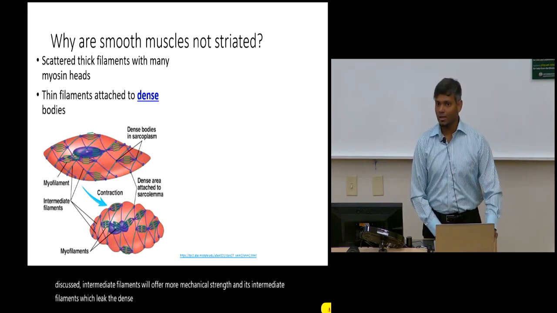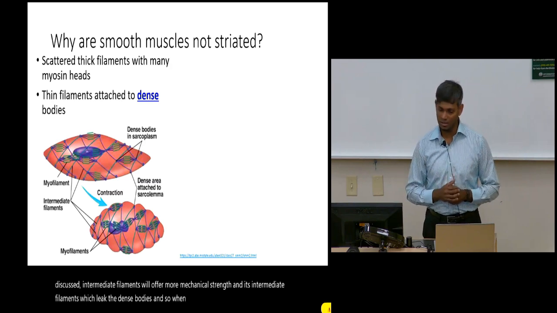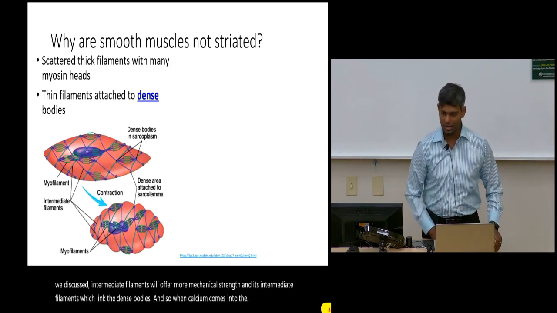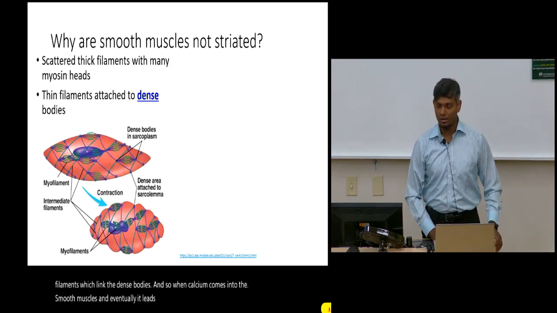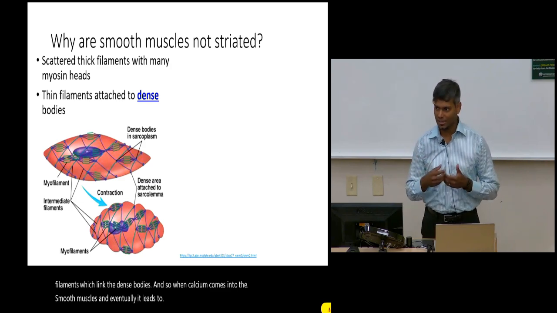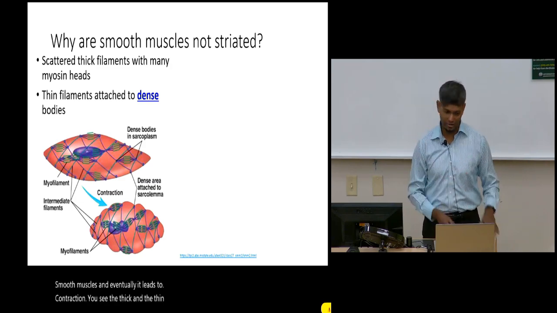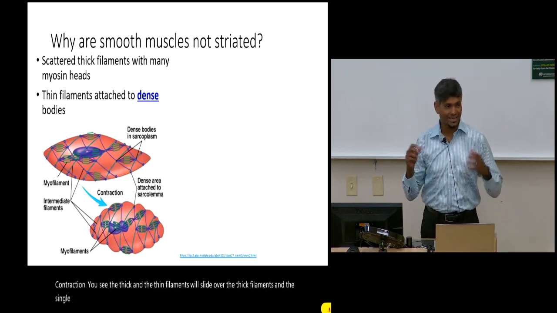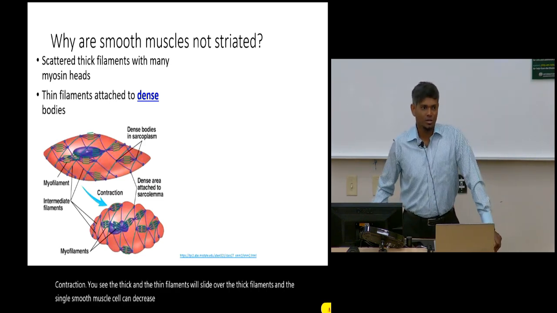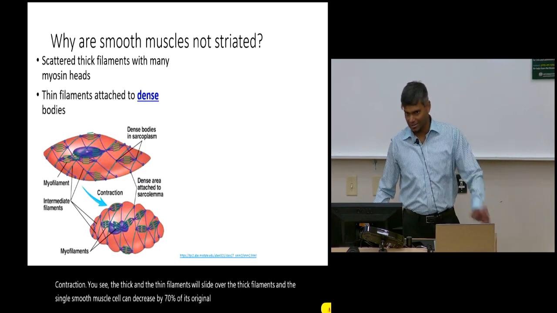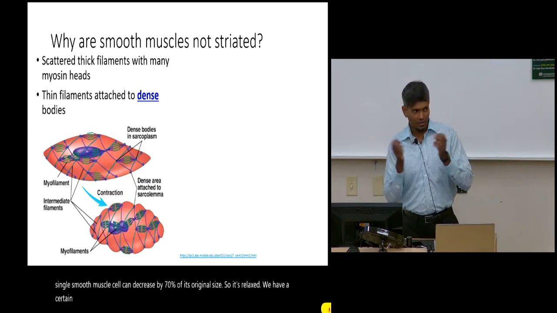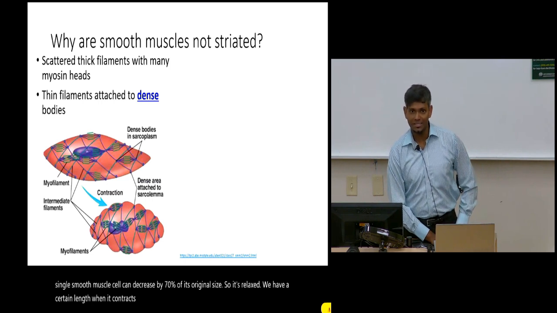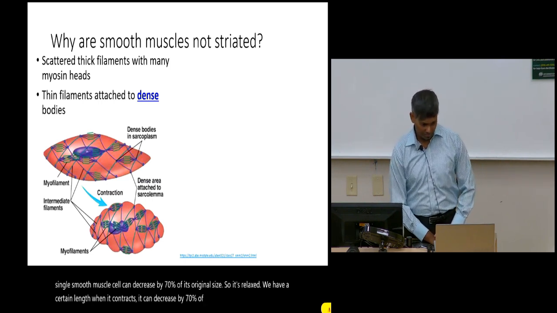And so when calcium comes into the smooth muscles and eventually it leads to contraction, we see the thin filaments will slide over the thick filaments, and the single smooth muscle cell can decrease by 70% of its original size. So when it's relaxed, it will be at a certain length. When it contracts, it can decrease by 70% of the original length.